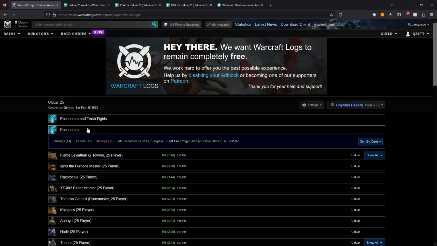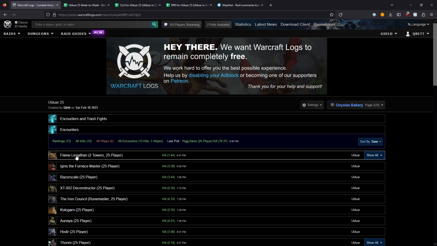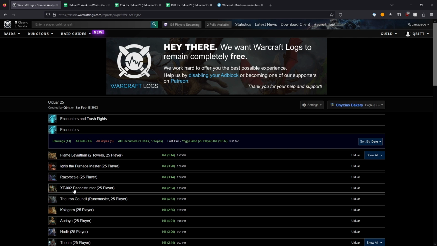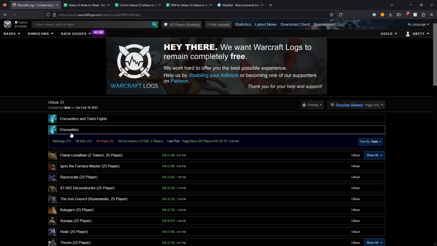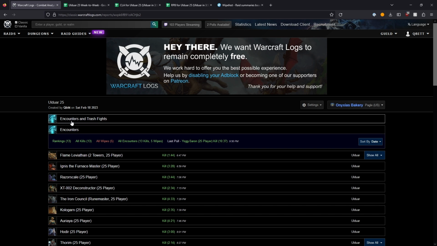So at this main section, it breaks down the individual boss encounters. You can also look at all boss encounters. This covers all kills. And you can also look at all encounters and trash fights. It just records different sets of data. So top DPSers usually vary depending on how well they do with the trash fights versus just the bosses.